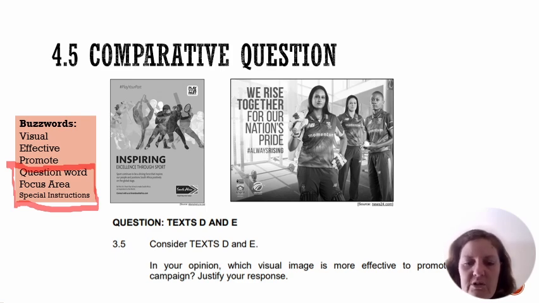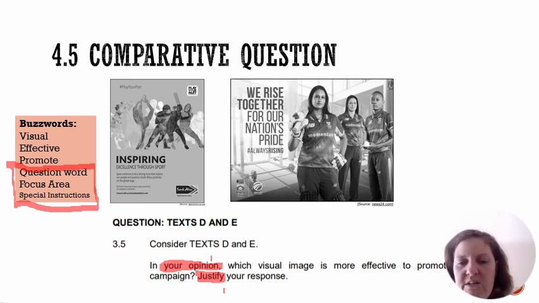So, question word here, "in your opinion," and that's a really nice, easy way for them to tell us that we need to make a judgment here. And there's a second question word which says "justify." "In your opinion" means give judgment. "Justify" means give detail. Elaborate on your judgment, okay? So you need to give a detailed response.